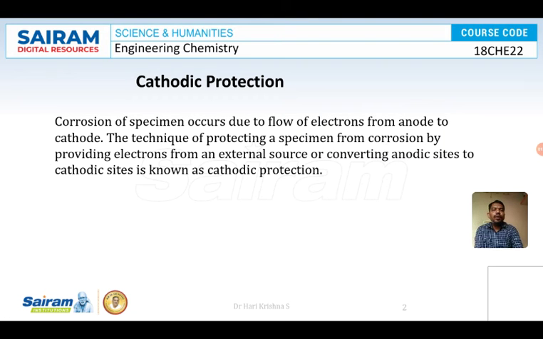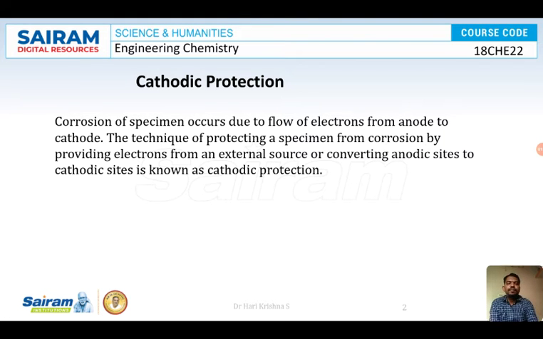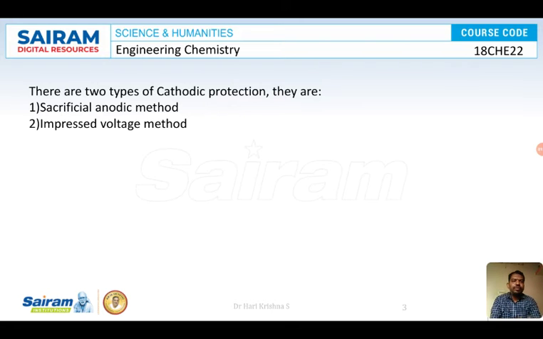Let us see how this cathodic protection is done. So as I told, the technique of protecting a specimen from corrosion by providing electrons from an external source or converting anodic sites to cathodic sites is known as cathodic protection. There are mainly two types of cathodic protection. They are the sacrificial anodic method and the impressed voltage method. You know what is sacrificial, right? So what do you mean by sacrificial anodic method, and why is this method so called?